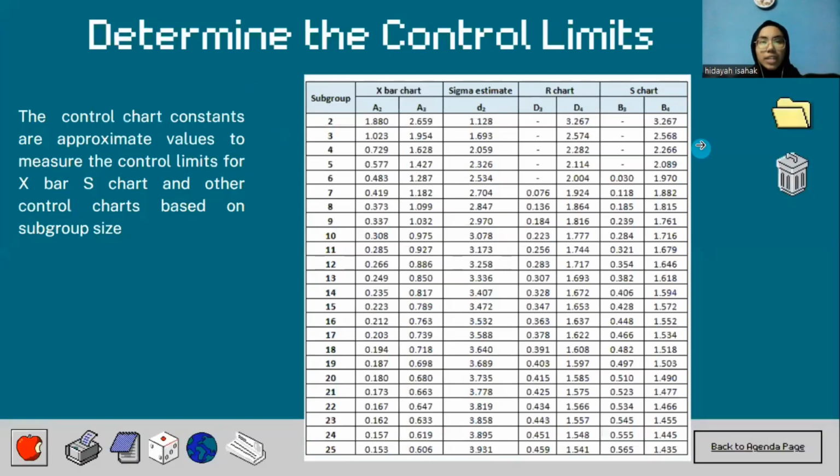Next, we need to determine the control limits. From the table that I mentioned just now, we can get A2, A3, D3, D4, B3, and B4. These are the constant values in the formula for calculating the control limits. The control chart constants are approximate values to measure the control limits for the X bar chart, S chart, and other control charts based on subgroup size. This is the chart.